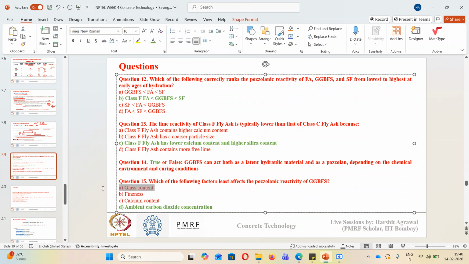So glassy nature, if GGBFS has a higher glassy phase, then it will increase the reactivity. Fineness will increase the reactivity. Calcium content can alter the reactivity and strength gain. However, ambient carbon dioxide concentration is not related to the strength or activity of GGBFS. So the correct answer is D.